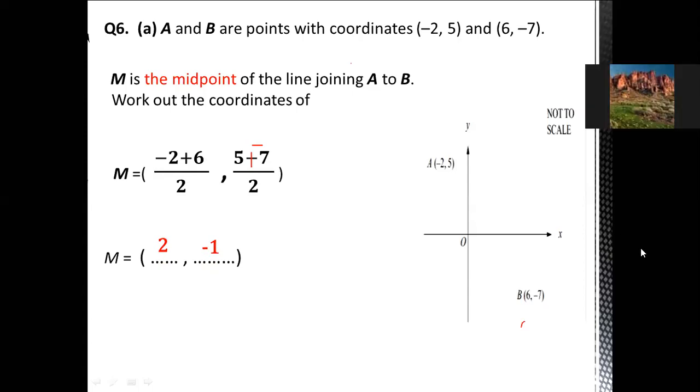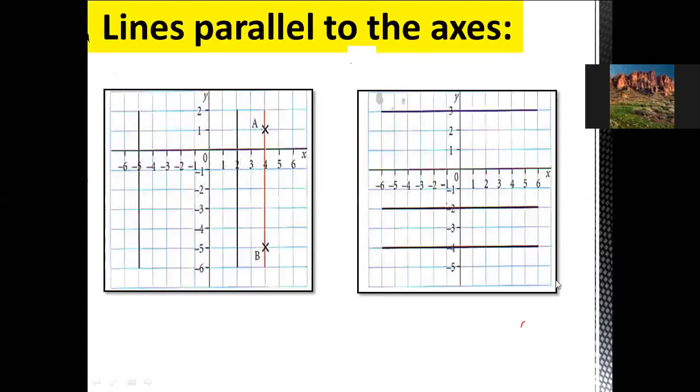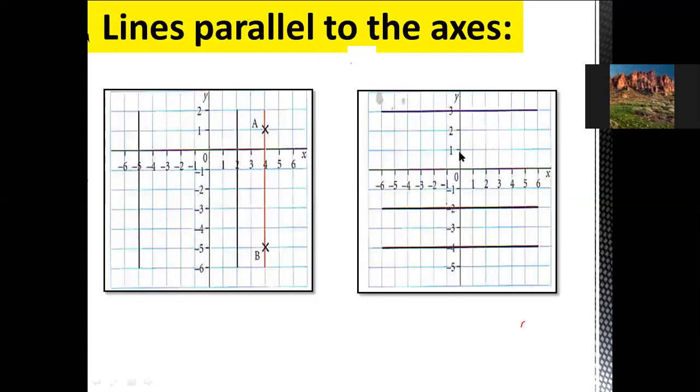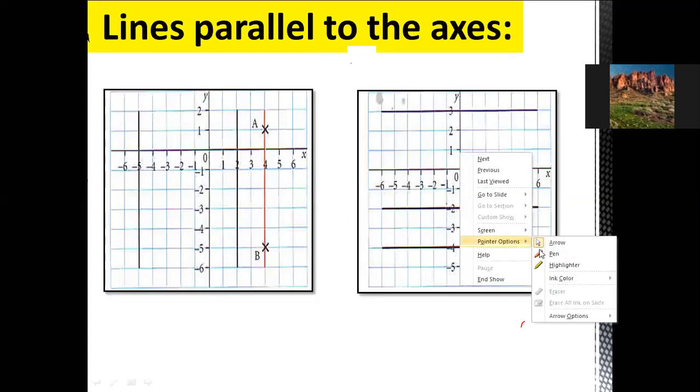Let's go for lines parallel to the x-axis. Lines can be parallel to the x-axis or to the y-axis. Remember, we talked about these. Who can help me? A line that is parallel to the x-axis, like this one here. What is the equation of a line that is parallel to the x-axis?